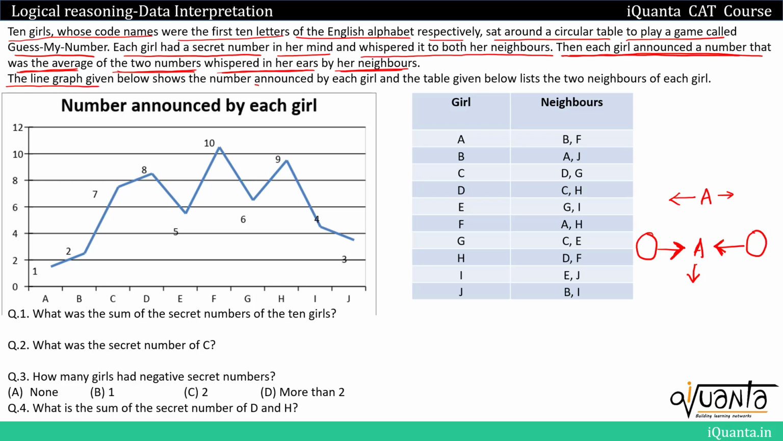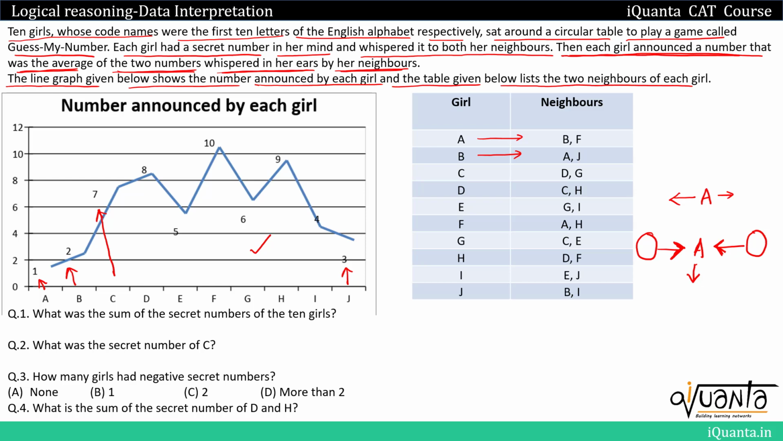Now reading further, the line graph given below shows the number announced by each girl, and the table given below lists the two neighbors of each girl. So we have this graph over here. A announces 1, B announces 2, then C announces 7, and similarly at last we have J who announces 3. Then the table gives us the neighbors of each girl. A has neighbors B and F, B has neighbors A and J, similarly for the rest of the people. I hope the situation is clear to you.